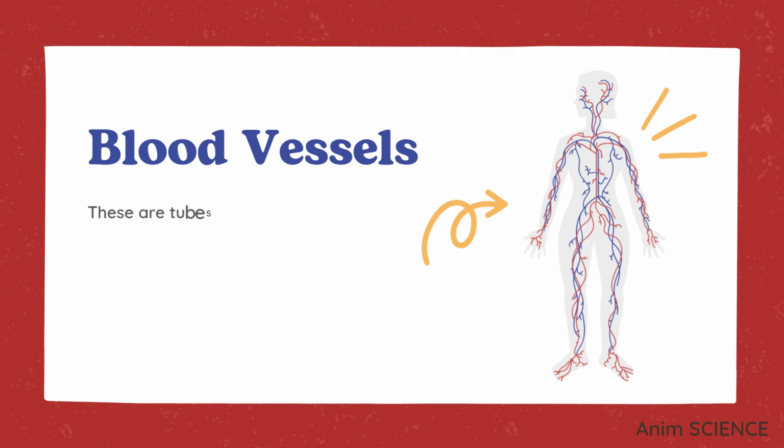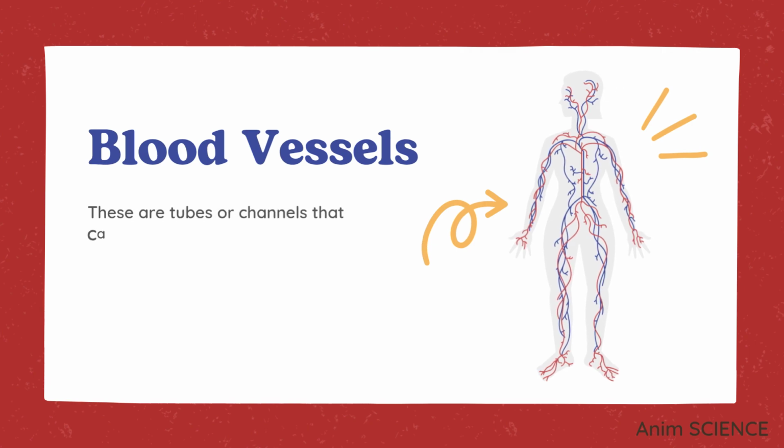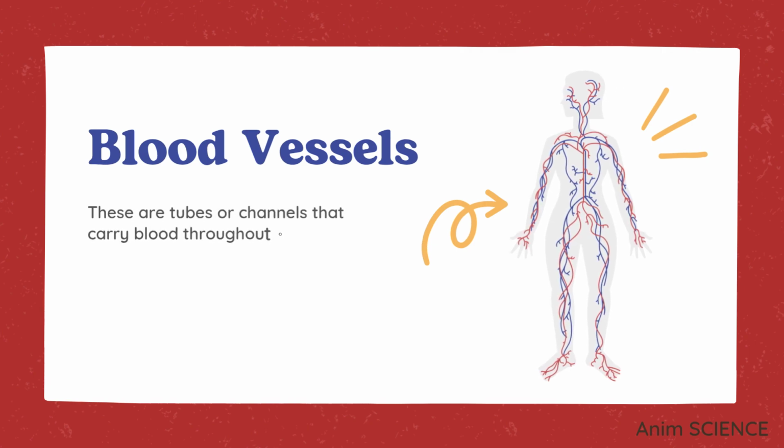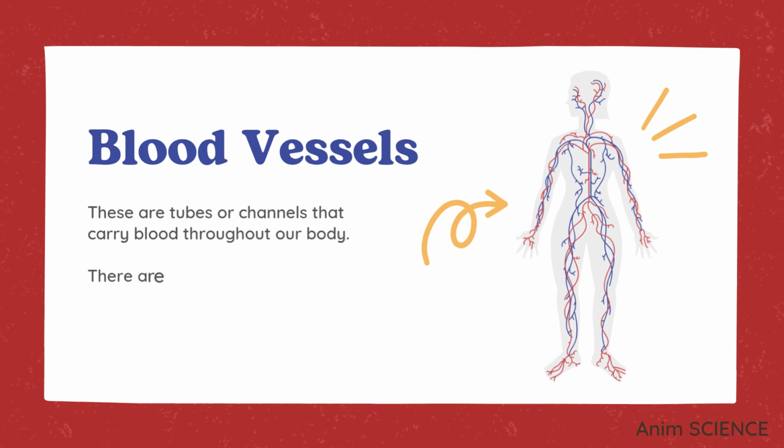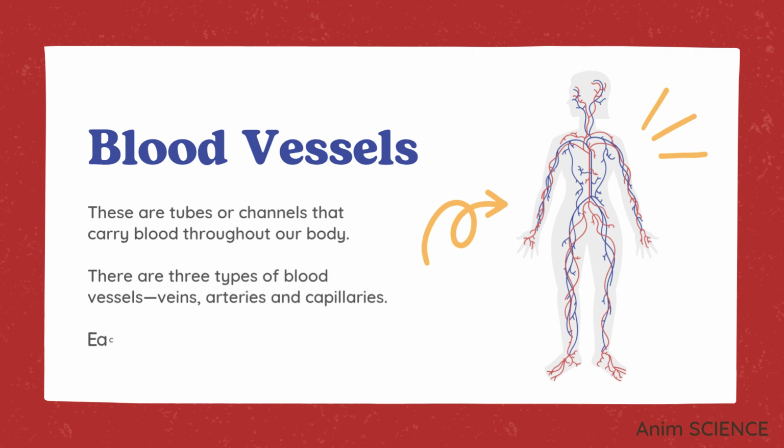Now let us learn about the third main part of the circulatory system, blood vessels. Blood vessels are tube-like structures that carry blood to and from different parts of the body. They form a vast network, just like roads, connecting the heart to every cell of the body. There are 3 main types of blood vessels. These are arteries, veins, and capillaries. Each type has a different structure and function.